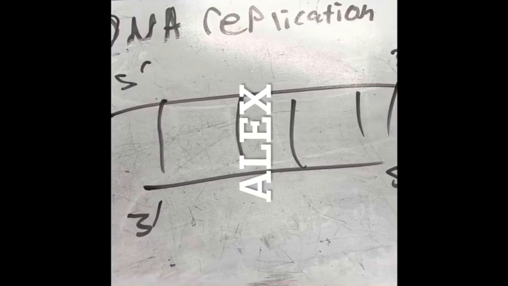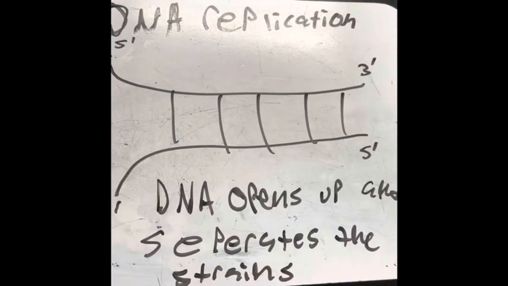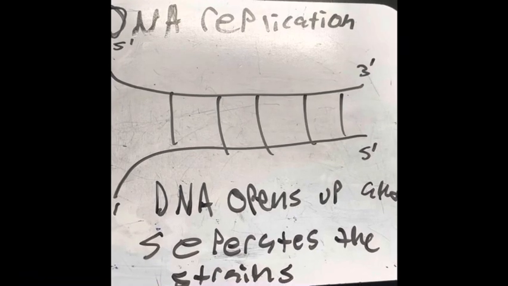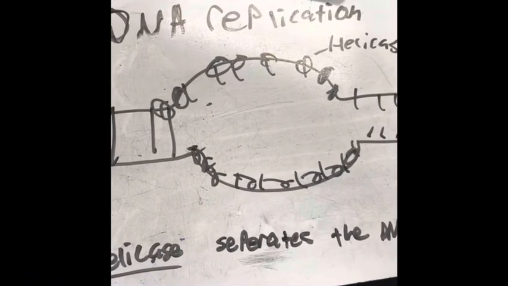DNA replication. The first part of DNA replication is the DNA opens up and separates the strands. Helicase is what separates the DNA.